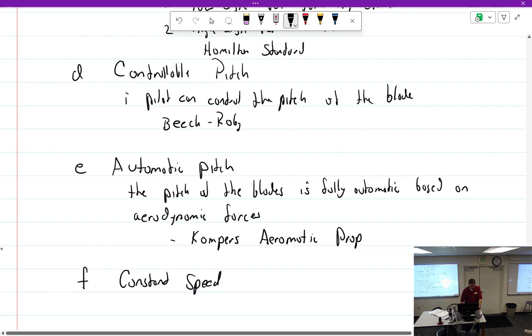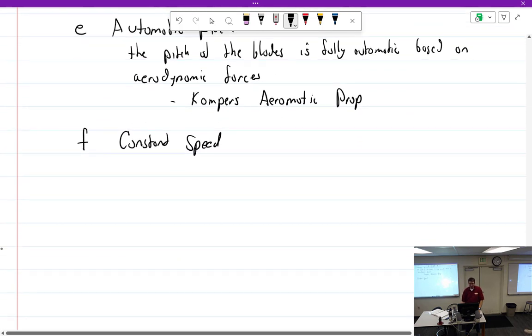Then we got the constant speed prop. That uses a hydraulic governor.